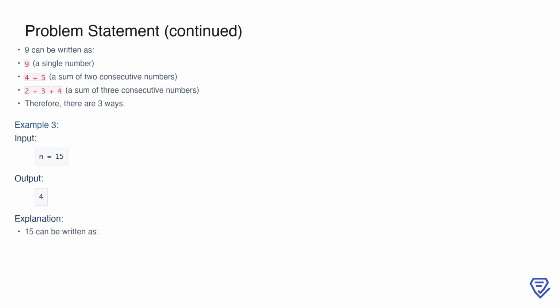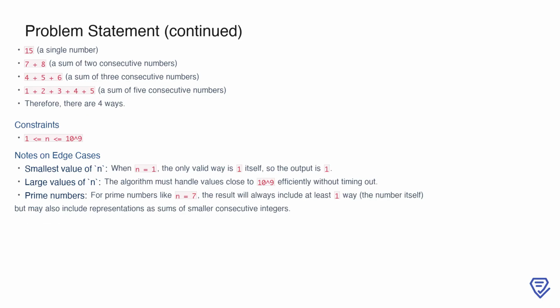As another example, we are given n equals 15, for which the output is 4. This means there are four ways to represent 15 as a sum of consecutive integers. First, we have the number 15 itself, which counts as one way. Next, we can write it as the sum of two consecutive numbers, 7 plus 8. A third valid representation is 4 plus 5 plus 6, which is the sum of three consecutive integers. Finally, the fourth way is to write it as 1 plus 2 plus 3 plus 4 plus 5, which involves 5 consecutive integers. Together, this gives us a total of 4 valid ways to express 15.